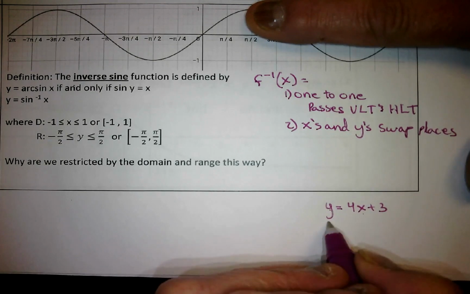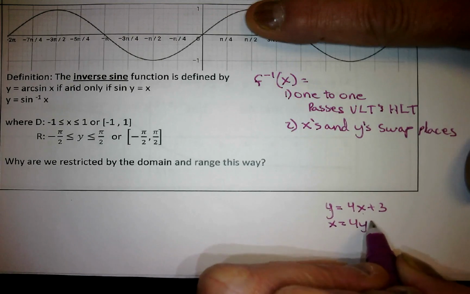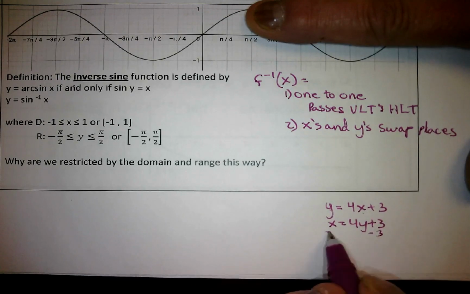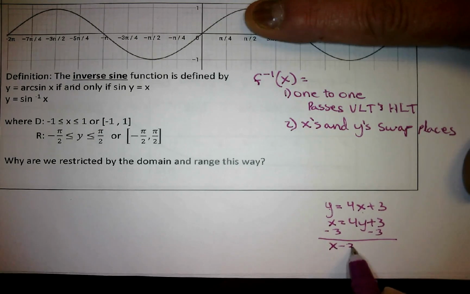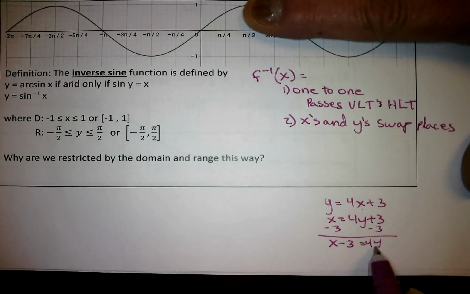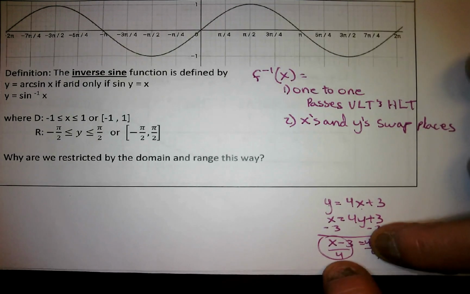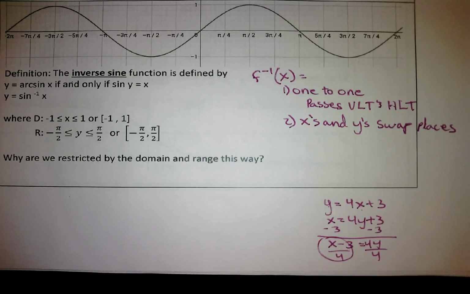plus 3, we would swap our x and our y, so it would become x equals 4y plus 3. Subtract 3 from both sides, x minus 3 equals 4y. The inverse function would be x minus 3 over 4. Okay, so that's really important to remember what an inverse function is.